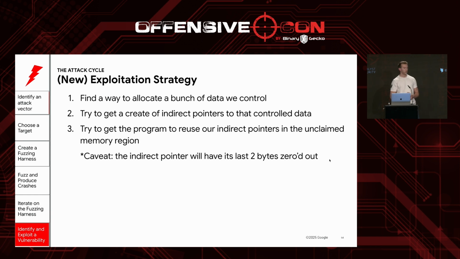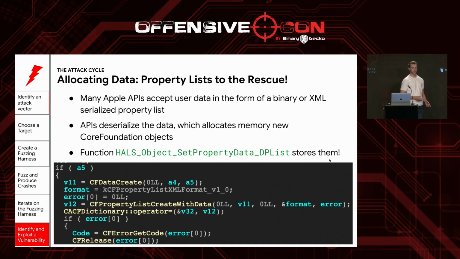So the new exploitation strategy here would be to find a way to allocate a bunch of data that we control, try to create some indirect pointers to that controlled data, and then try to get our program to reuse our indirect pointers in the unclaimed memory region. Once again, that caveat being the indirect pointer will have its last 2 bytes always zeroed out. So kind of an interesting circumstance here.